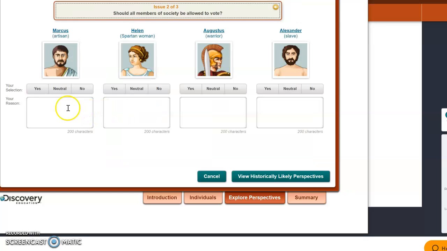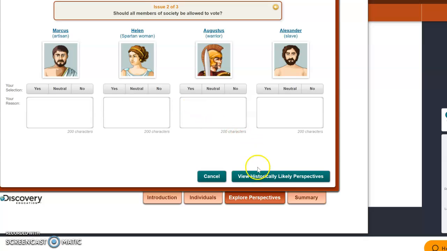Once you click on it, what you're going to do is answer not how you would answer the question, but based on what you know about what an artisan would do, about a Spartan woman, a warrior, or a slave. How do you think that person would answer that question? So again, it's not how you would answer it, it's how they would answer it. You're applying your knowledge. Do you think yes? Are they neutral? No. And then you have to put your explanation why.